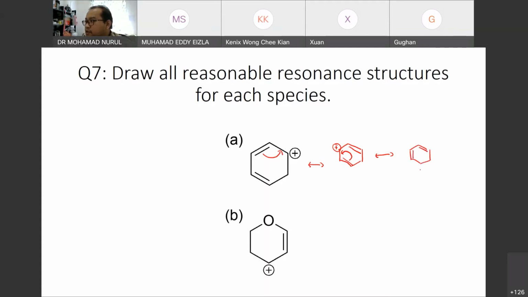Okay, there are only 2. In this case, no going back. Adenine, do you see the slide?